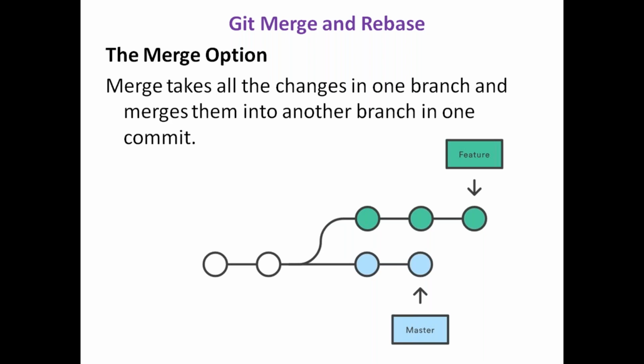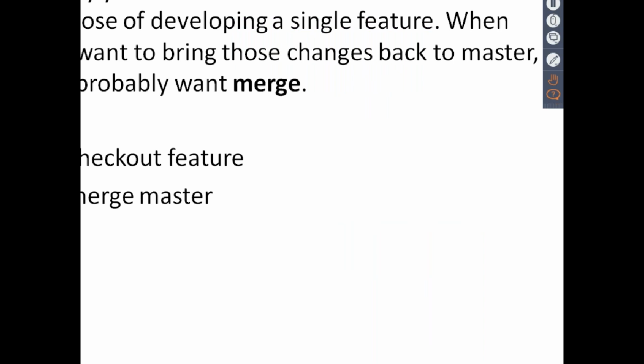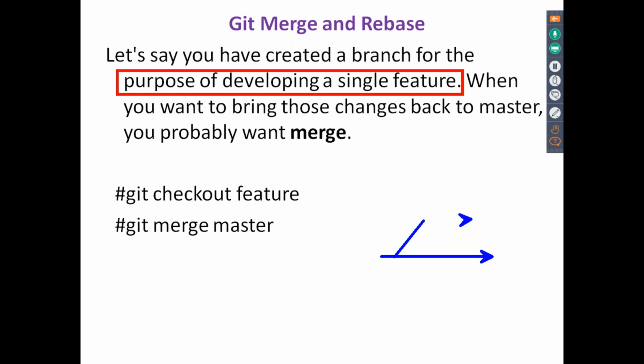So let us say you have created a branch for the purpose of developing a single feature. Generally, what is the need for branches? To develop a new feature, right? We discussed this. It's a master branch, and some normal branches. We use these branches to develop a single feature. So now we can develop this new code in the branch. When you want to bring those changes back to master, how can you get it? You probably want to merge. So you have to merge it, right?